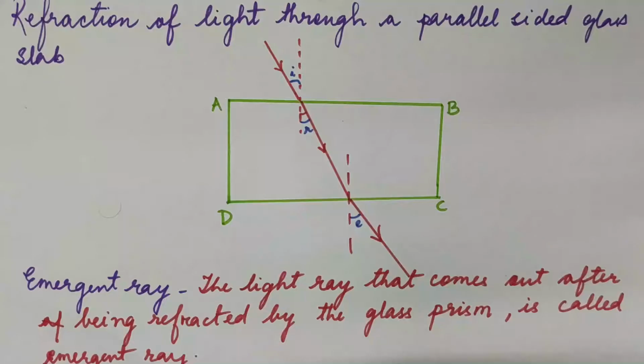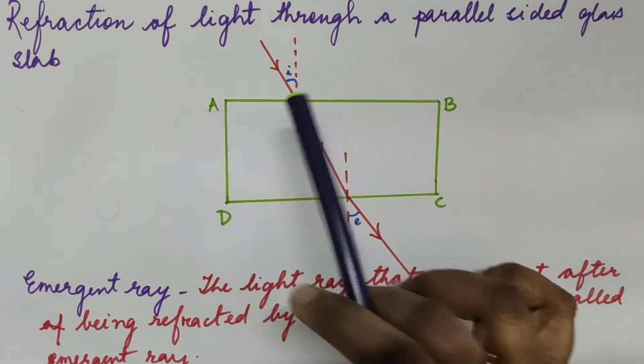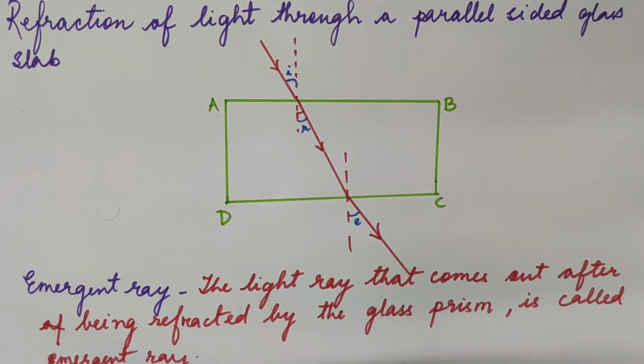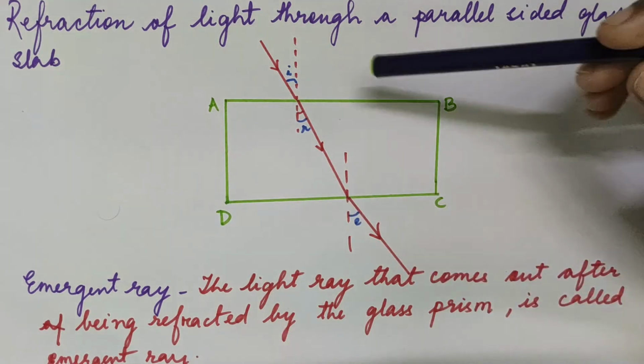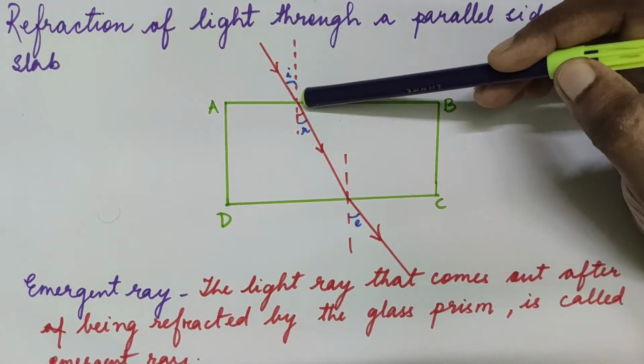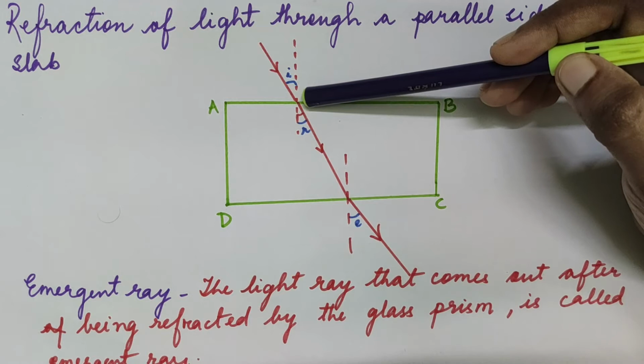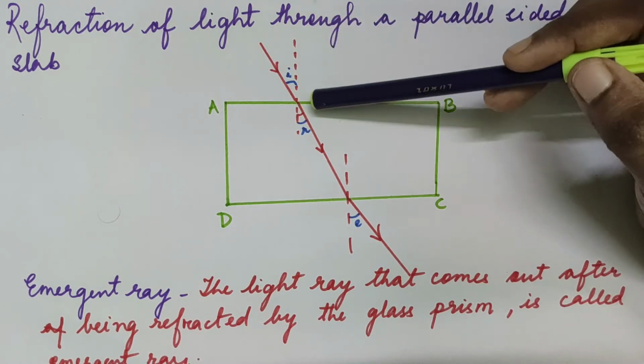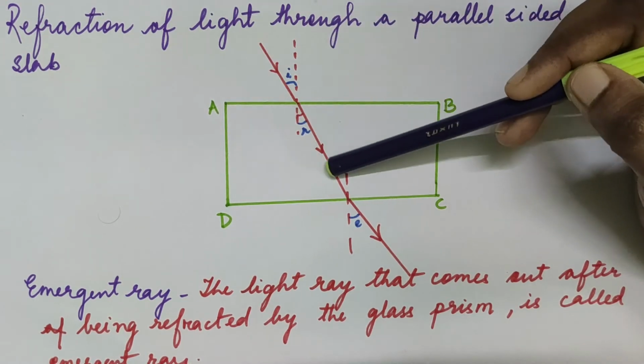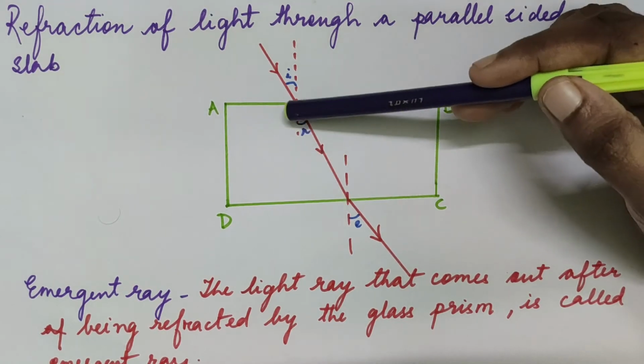So let us begin. In the given diagram, students, this is a representation of a glass slab ABCD. Now you can see a light is coming and falling on this. Obviously that's the incident ray, right? And now as it passes through the glass slab, it will bend towards the normal.